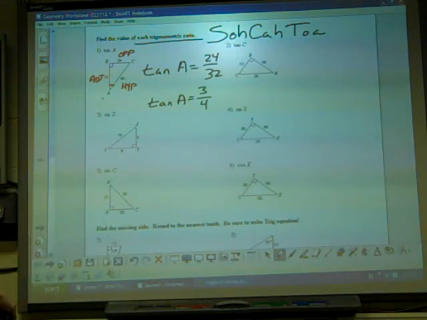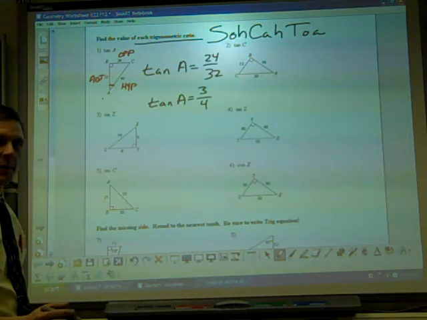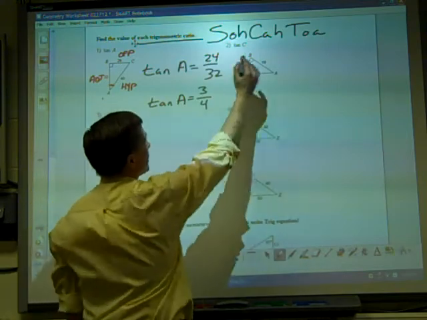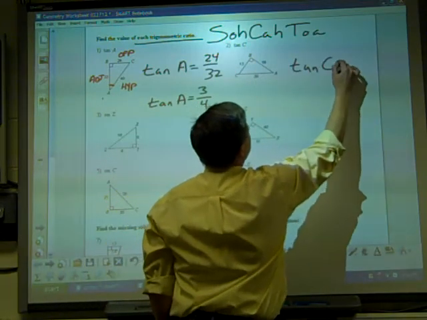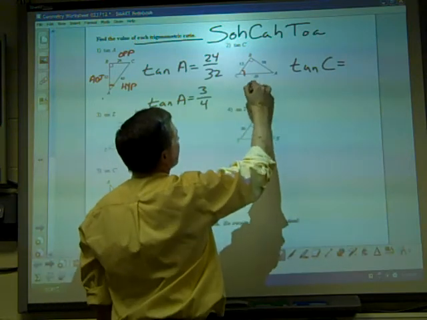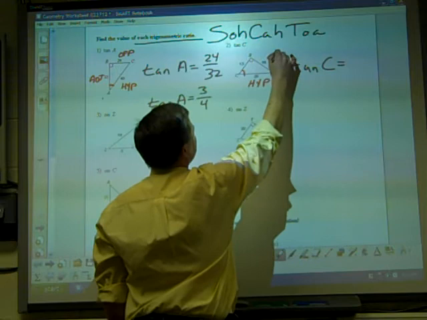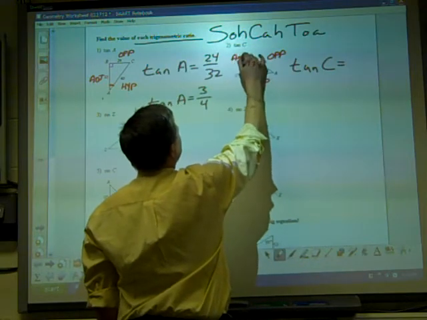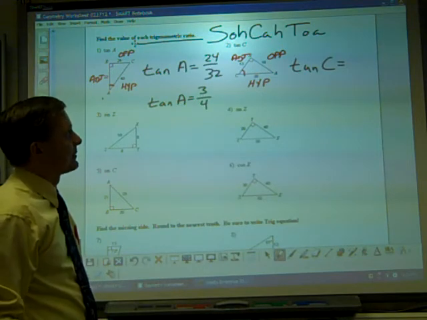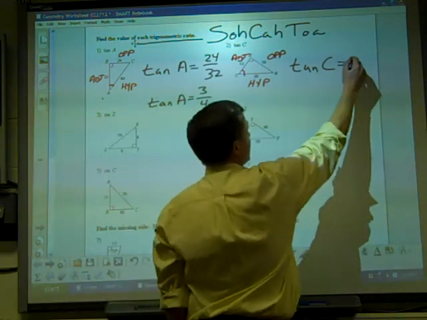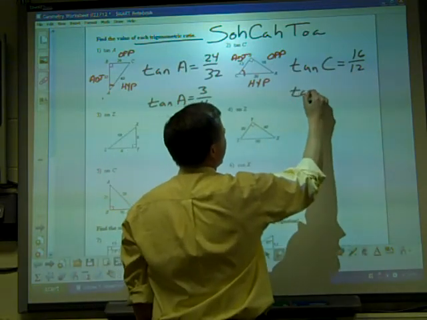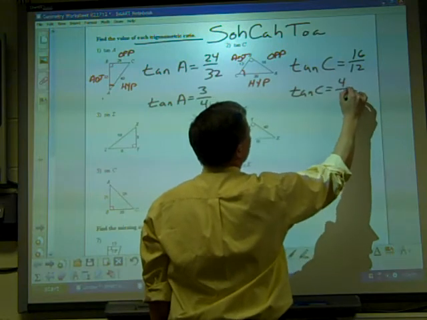I'm going to go through and do the next 5, all right? If you want to try to do them ahead of me. The next one is the tangent of C. The hypotenuse, the opposite, the adjacent. Again, tangent is opposite over adjacent, so it's 16 over 12. Both divisible by 4. So tangent of C equals 4/3.